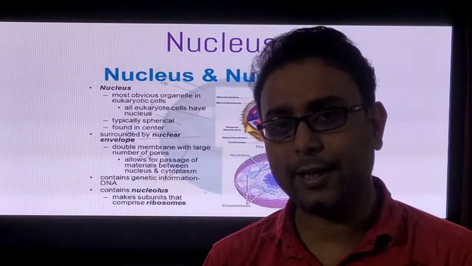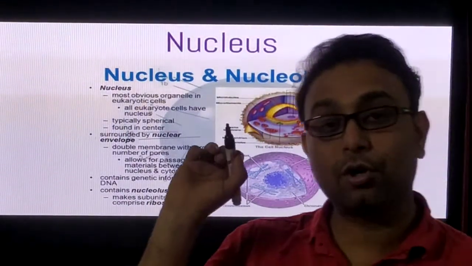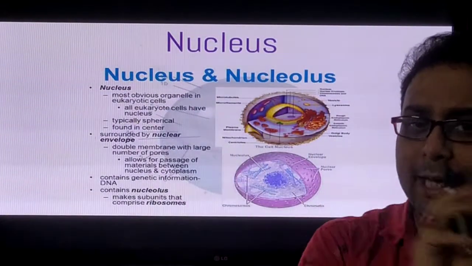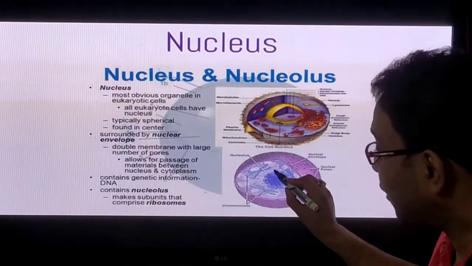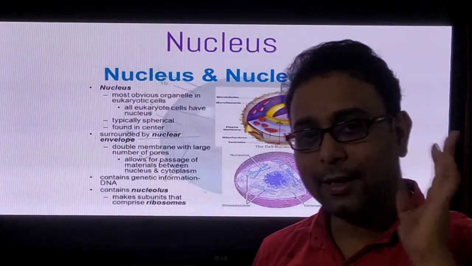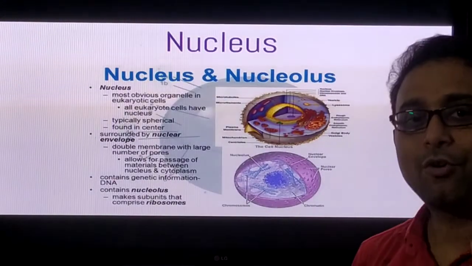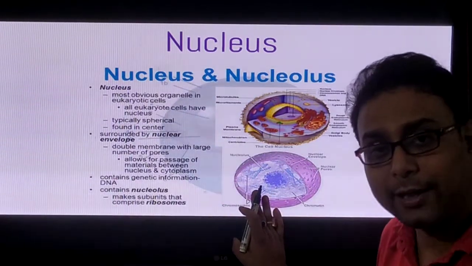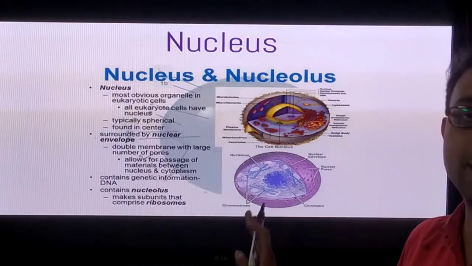Now you go inside. Inside, a plasma part is there, called the nucleoplasm. Another very condensed and dense portion inside the nucleus is called the nucleolus. And most importantly, in the nucleus a thread-like structure is present, called the chromatin fiber. This chromatin fiber condenses and forms the chromosome at the time of cell division.